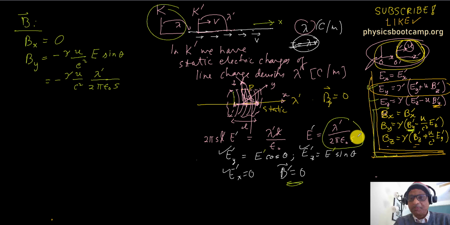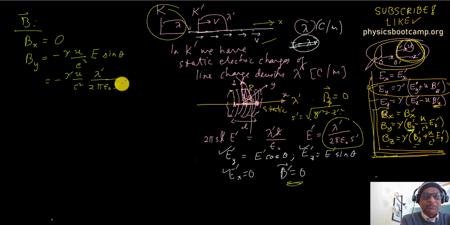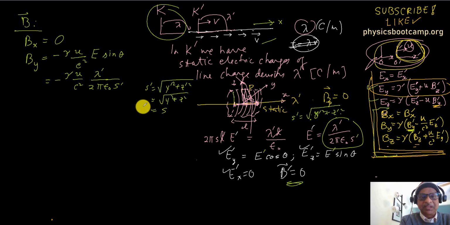And might call this S prime. S prime is square root of y prime square plus z prime square. And because y prime and z prime do not change in this, S prime is square root of y prime square plus z prime square, which is the same as square root of y square plus z square, which is the same as S.